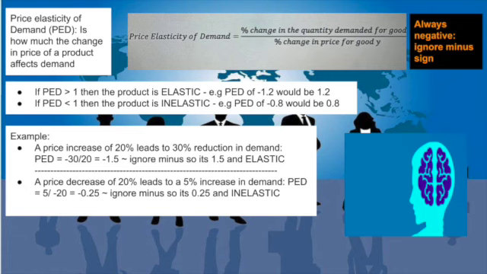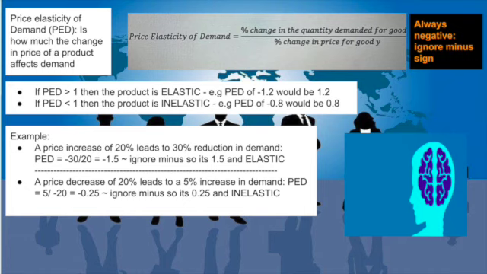Now, they'll tell you maybe the percentage change in the exam and you just divide it, or they may tell you people demanded 5 products, now it's 10. You have to work out the percentage change yourself, which is just new take away old divided by old times 100. So it's always negative, but you ignore the minus sign. And as you can see, it says if the PED, which just stands for price elasticity of demand, is greater than 1, then the product is elastic. For example, minus 1.2 would be seen as 1.2. And then if it's less than 1, then the product is inelastic. So a PED of minus 0.8 would be 0.8 because you ignore the minus.